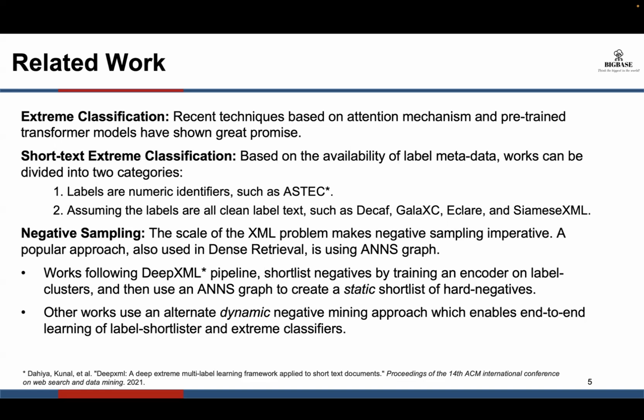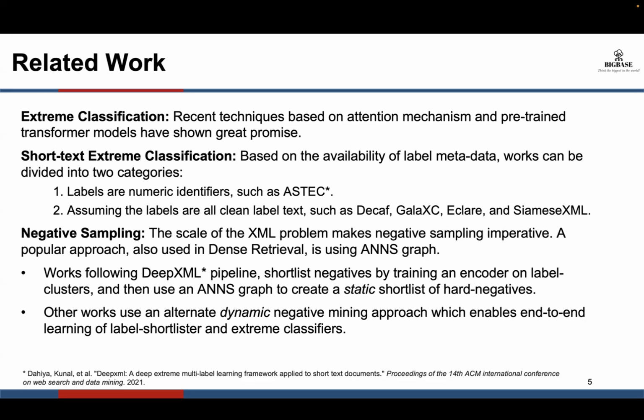Negative sampling is the process of identifying and selecting the hard negatives from the training data, because the hard negatives are more informative for training than easy negatives, since the model can classify the easy negatives correctly anyways. And the scale of the XML problem makes this step imperative, so we have to include this. And a popular approach for XML problems, also used in dense retrieval tasks, is using ANNS graphs.